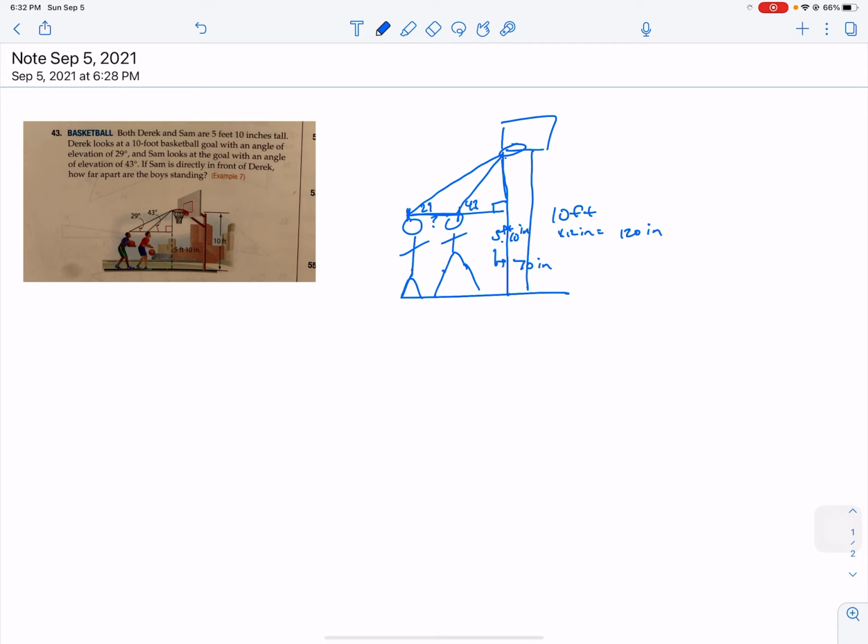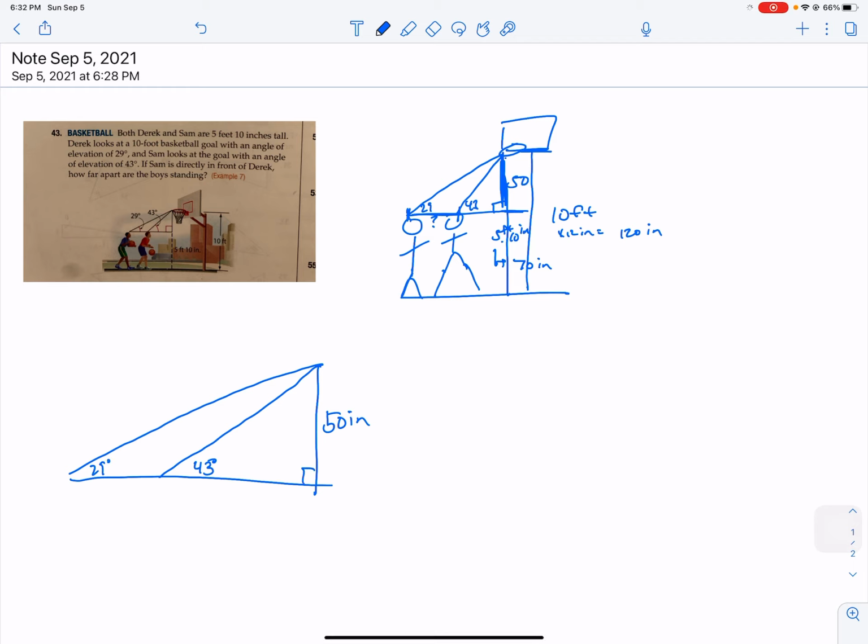So the height of this part of the triangle, given the top here was 10 feet or 120 inches and the bottom here was 70, that distance is going to be 50 right between. Let's go ahead and draw this to make it a little easier to look at. We have one triangle coming up, we have another triangle coming up. We know that this side here is going to be 50 inches. We know the inside angle is 43 and this is 29. Now that's actually a right triangle, and we can solve for it.